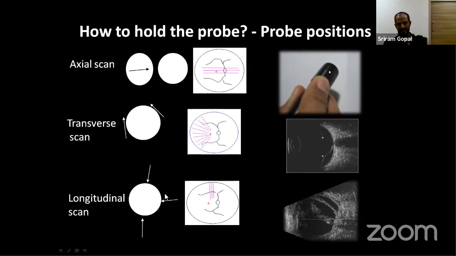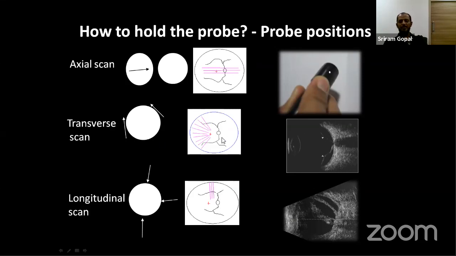You can hold it at any clock arc all around the eye, and this tells you the anteroposterior extent. So, for example, if this was a longitudinal scan with the probe positioned here, you'll get a scan like this, wherein this will be the posterior-most part, and this will be the anterior-most part. So that's how the scans work.